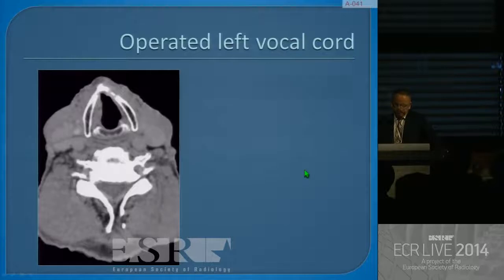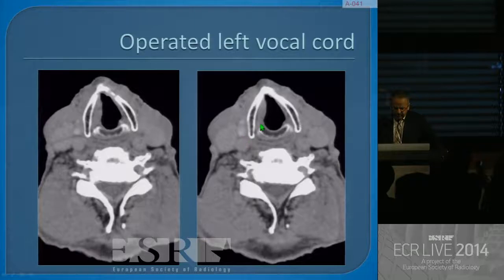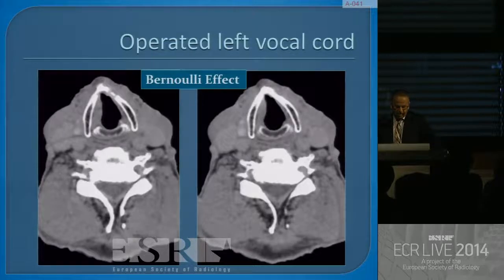Operation is another source. This time, in this patient, the left vocal cord was operated because of squamous cell carcinoma, and on the right side, there's a suspicion because it protrudes through the air column. This is a normal finding, which is thought to be caused because of Bernoulli's effect.